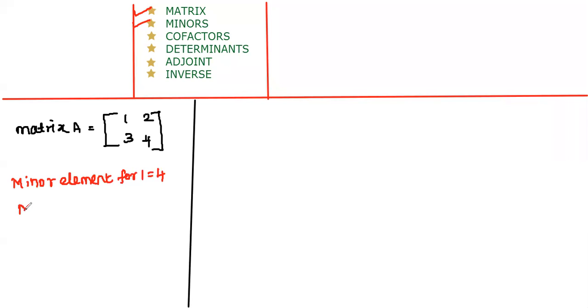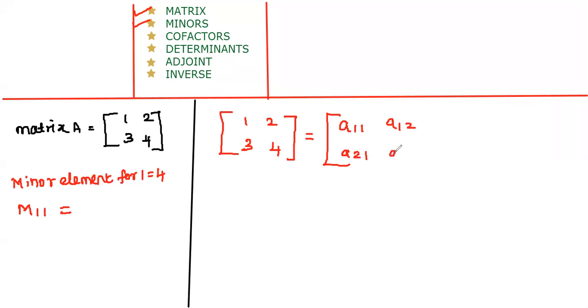And I can write the minor as M11. I'll tell you how to address this. First, let me assign some addresses to this matrix. I can write this as A11, A12, A21, A22. A11 means the element present in the first row, first column. A12 means the element present in the first row, second column, right? Because this is the second column and this one is the first column.